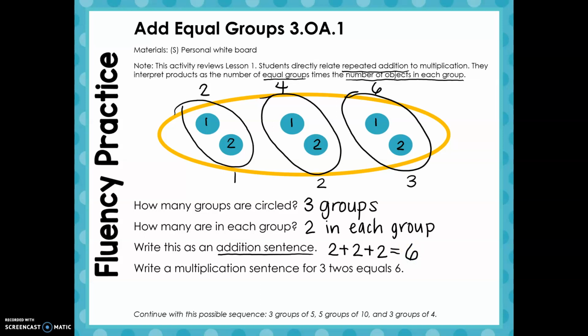Then next it says write a multiplication sentence for 3 2s equals 6. Well, that's exactly what we did right here, isn't it? There's 3 2s and it equals 6, but we have to write it as a multiplication sentence. So we are going to take 3 times 2 equals 6. So that's our fluency practice for the day, and that was just meant to get you warmed up and remind you of what we learned last time.